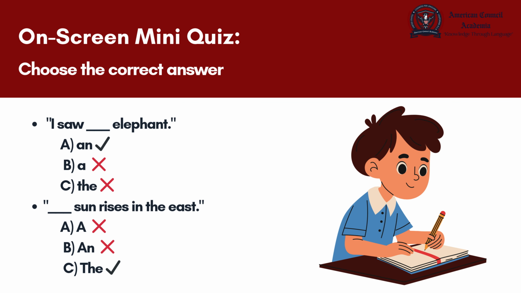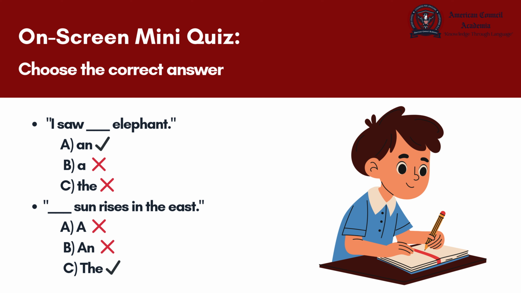Here is a mini quiz. Choose the correct answer. I saw blank elephant. A, an. B, a. C, the. Correct answer, A, an. We use an before words that start with a vowel sound: A, E, I, O, U.